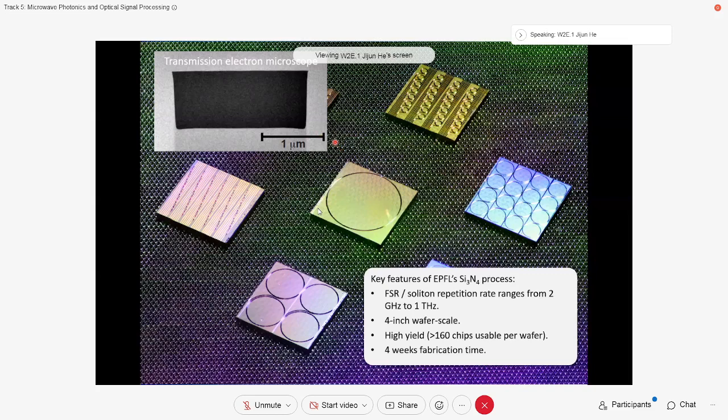silicon nitride waveguides several meters long. Another key figure of this fabrication technique is that the yield is very high. So we can obtain more than 116 usable chips per wafer. Each chip contains several micro rings that can be used. And the fabrication lead time is within 1 month.